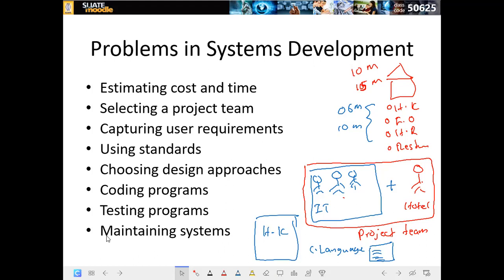Because you have to allocate some people to maintain the system. You have to allocate some budget to maintain the system. So these are some problems in system development. Okay, then actually this is the end of your lecture.